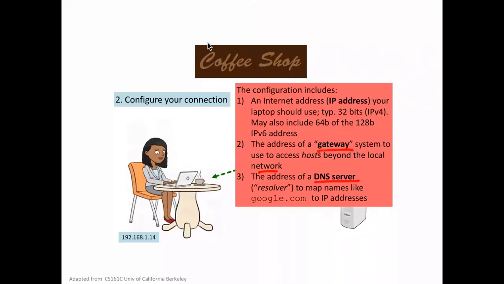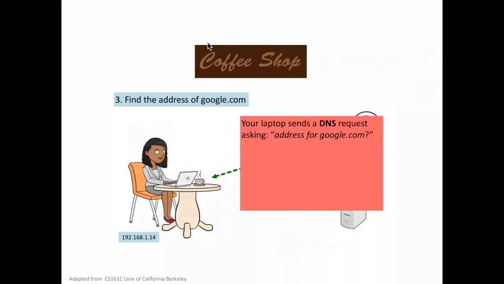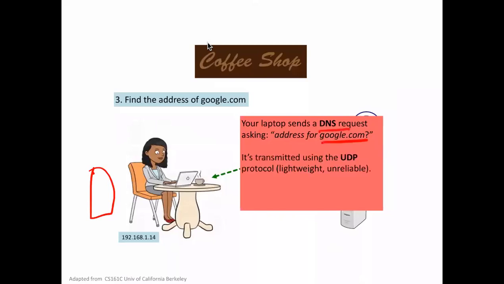Now, we need the domain name server because she wants to reach google.com, and this has to be converted into an IP address. Only then can she use TCP. All right. So now she gets these three things. Now she wants to send a DNS request. She wants to know where google.com is. So she sends this request over UDP.